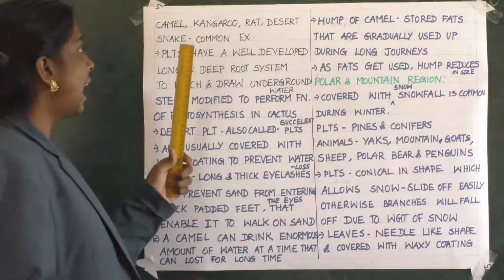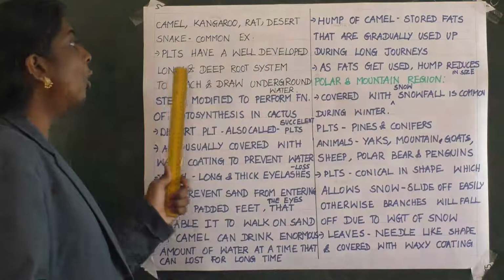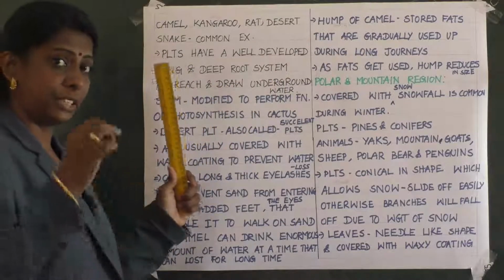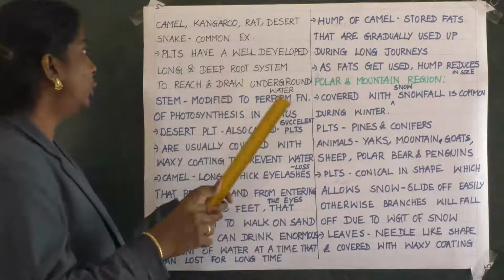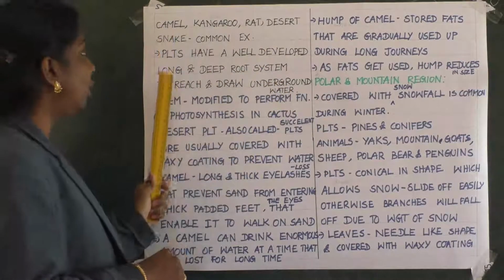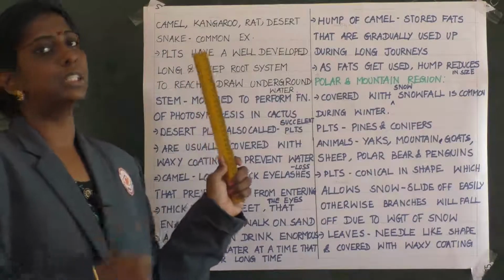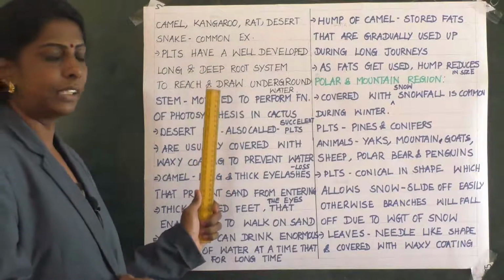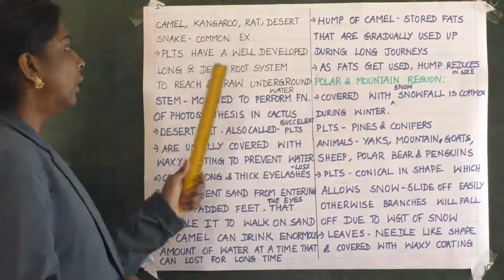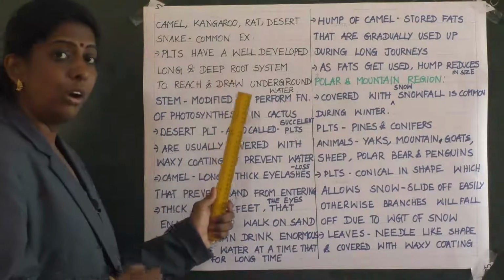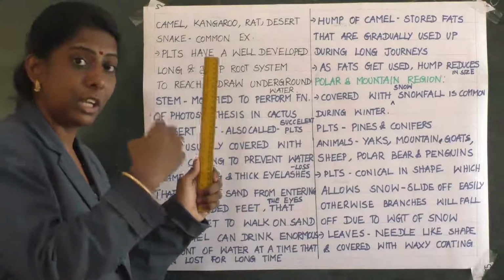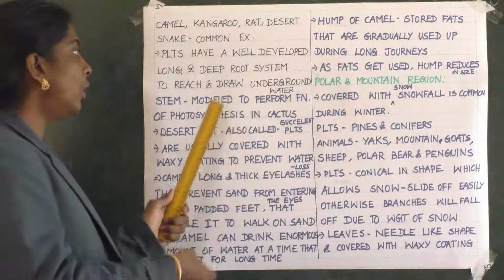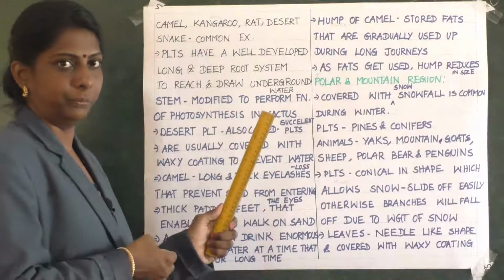Then plants have a well-developed long and deep root system. Plants which are surviving in deserts usually have a well developed long and deep root system. Clear? It helps to reach and draw underground water. Since it is long and deep rooted, it helps to draw the water from underground.